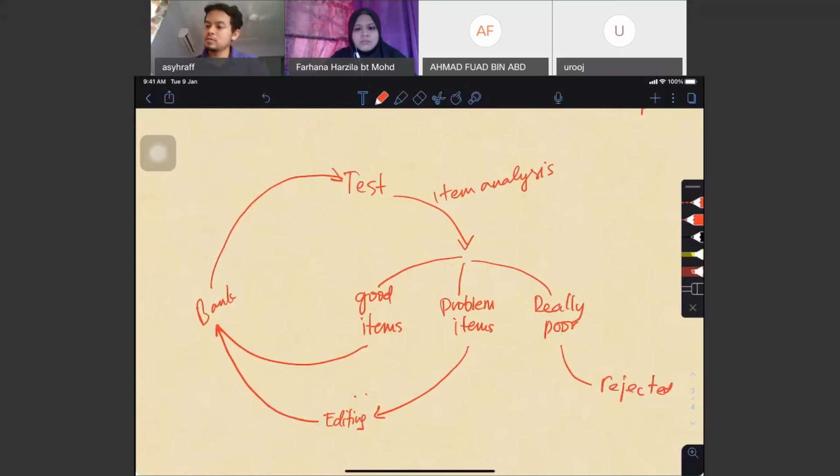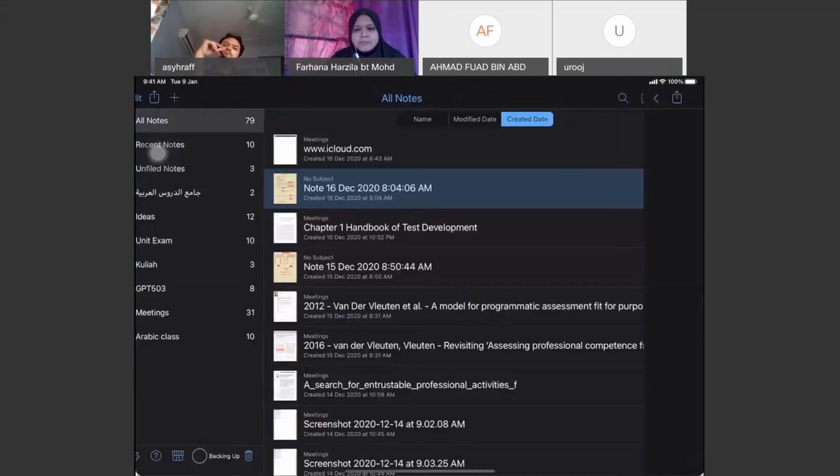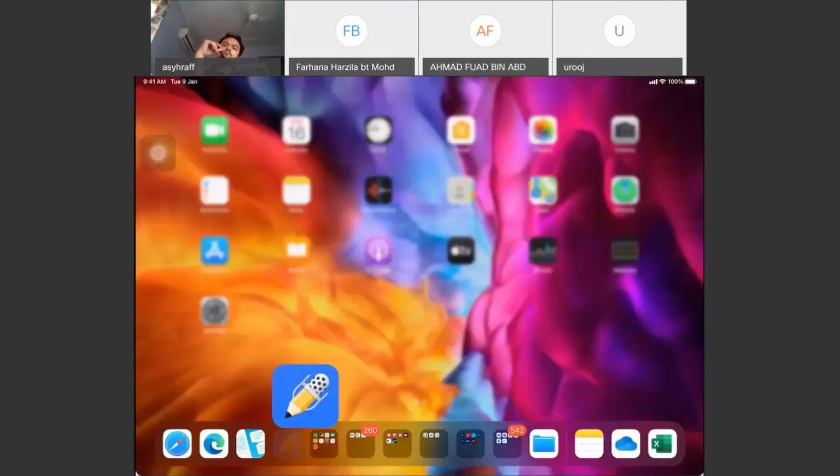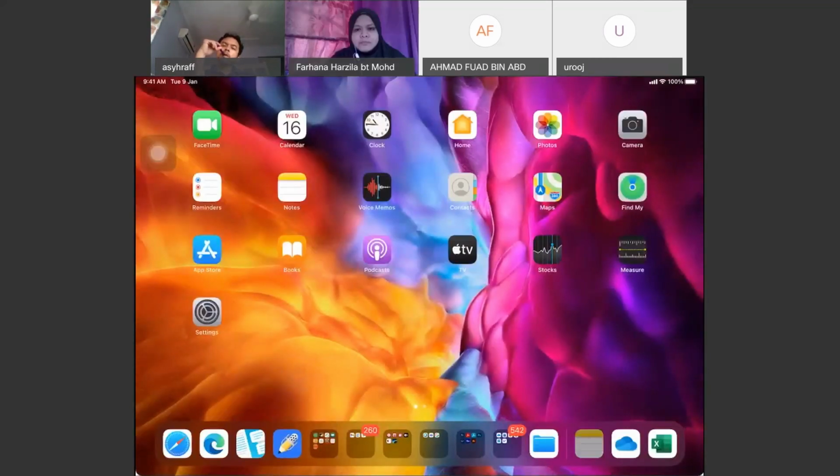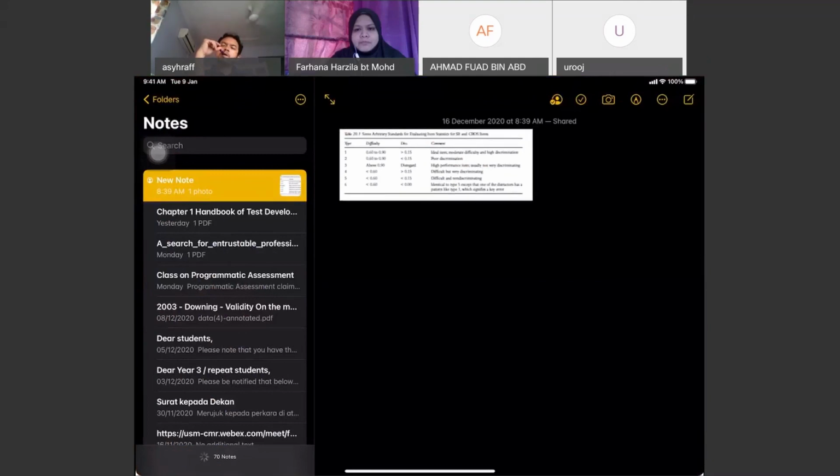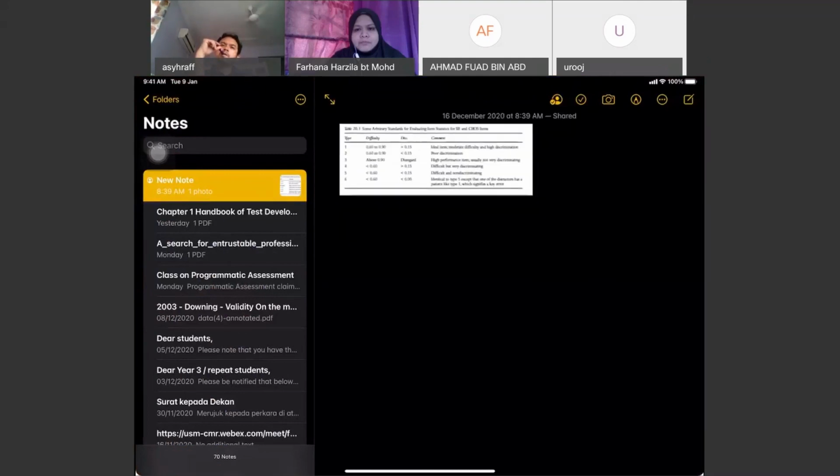Then item analysis would be meaningful. So you need to have this good bank. Okay. Hold on. Can you see this or not?